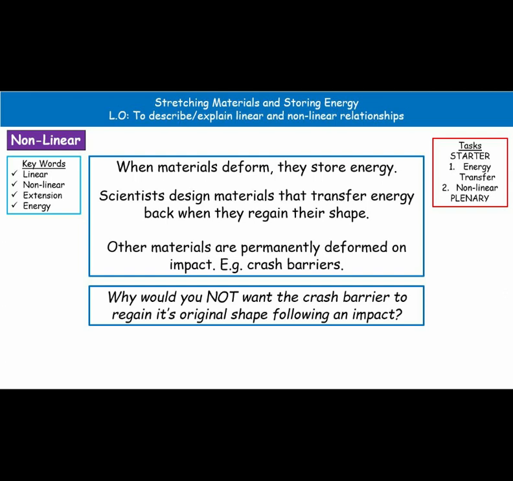Now, obviously one of these materials that we'd want to remain permanently deformed would be something like the crash barriers you see on motorways. So those metal barriers that we've got running between the two sides of the motorway, the whole idea behind that is that in case of a collision, then it will obviously change shape with the force of the car hitting it, but it then won't return to its original shape. So what I want you to do is, in your books, just write down why you would not want the crash barrier to regain its original shape once an impact has occurred. So I'm just going to give you about a minute to do that.